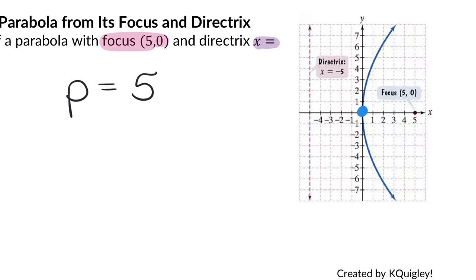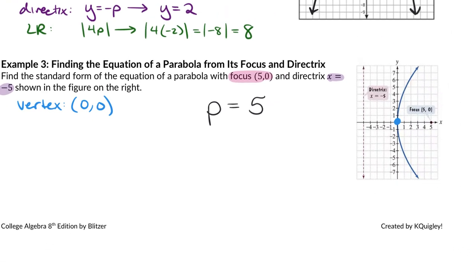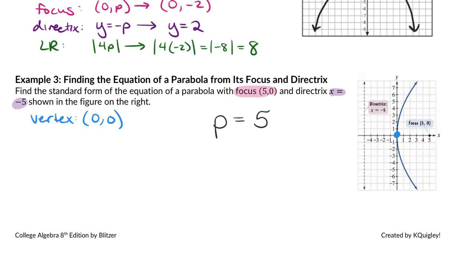Correct. The directrix equals -p. So if the directrix is -5 and the focus is 5, that means p is a positive number. So it's the exact number you see in the focus, if that helps. Now, of course, we need to make sure we're using the correct formula here.